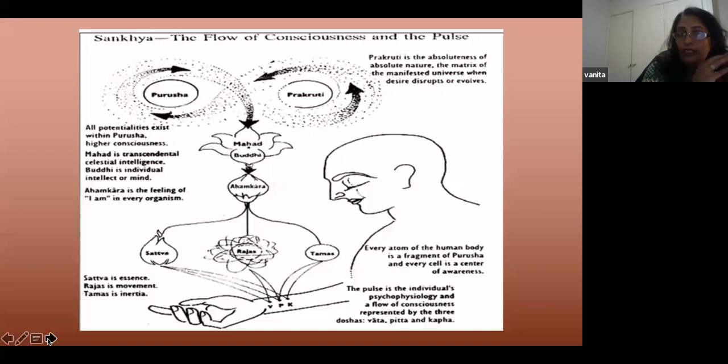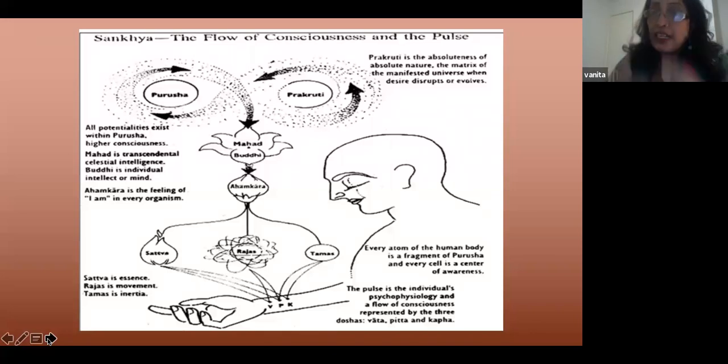And ahankar is the feeling we all know of "I am" in every organism. When a person says, "this is me, I am," that pride interferes with your inner consciousness. And that pride interferes with your analysis, to do the pulse and to do the read, because there is that factor, ahankar, which is called pride.